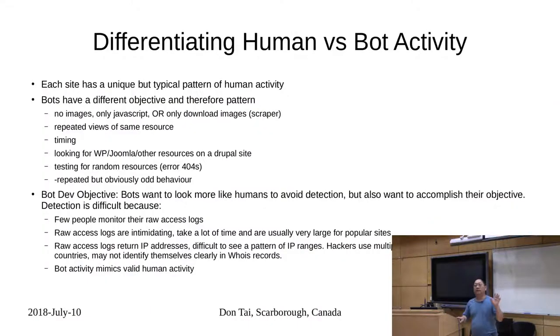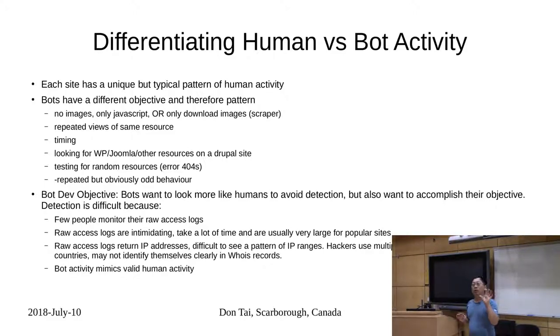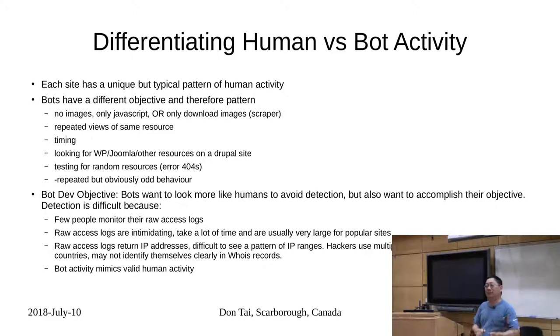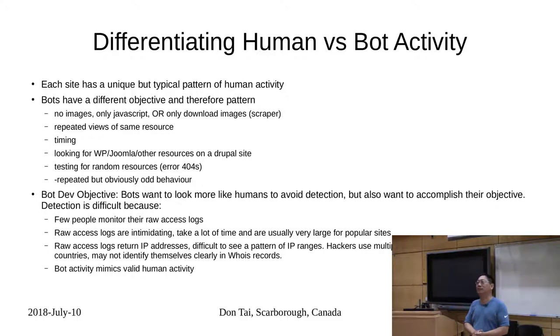So the differences between humans and bots are many. Humans want to read your stuff. Bots, they want to scrape your stuff, take it back to their home base, and do whatever with it. So they want to do that as quickly and as efficiently as possible. They may not be interested in your CSS or your JavaScript or your fancy pants other stuff. They just want the content and the images, or maybe they want everything.